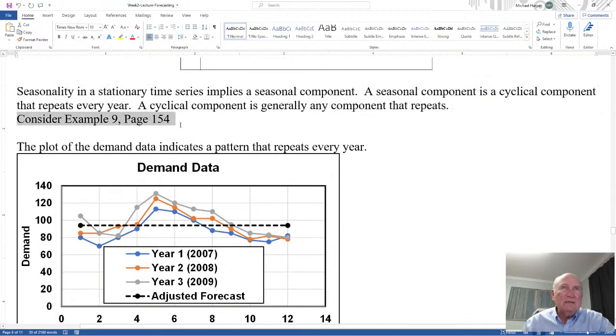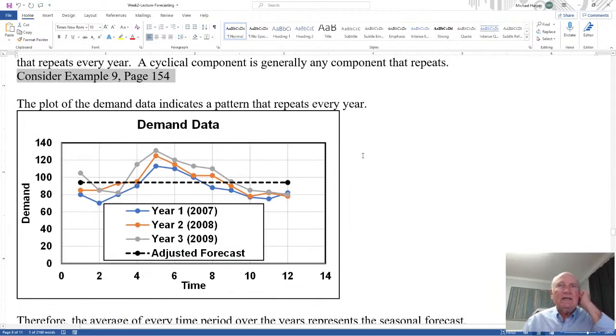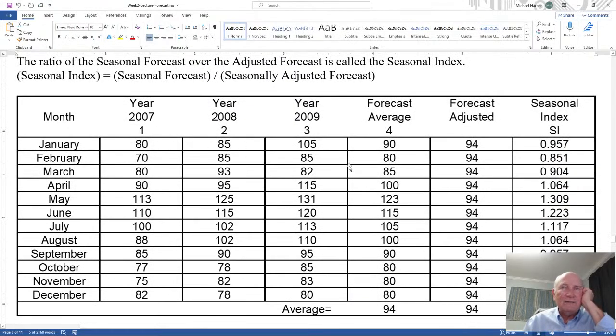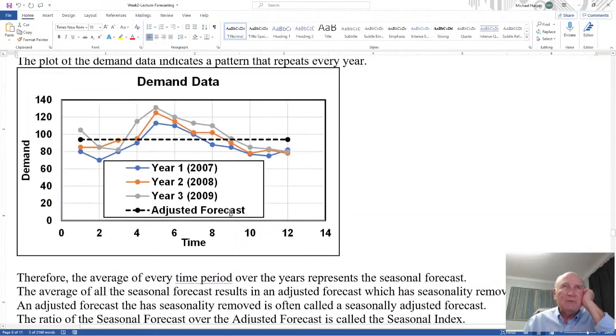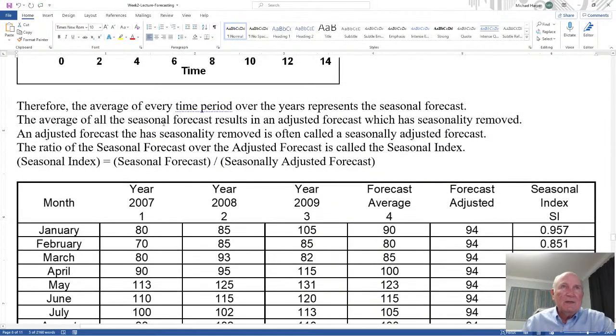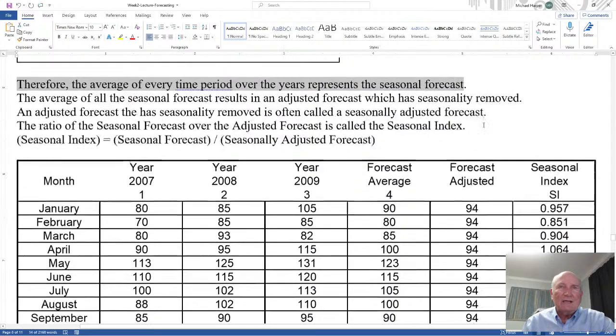Okay, consider example 9 on page 154. So here's the data on example 9. I plotted the data here in what is called a stacked plot. And you can see here that the pattern every year is pretty much the same. It goes down, it comes up, it goes down. And so year 1 is the blue, year 2 is the orange, year 3 is the gray, and the black is the adjusted forecast. In other words, and we'll go to Excel in a minute and I'll show you how to do all this, the average of every time period over the years represents the seasonal forecast.